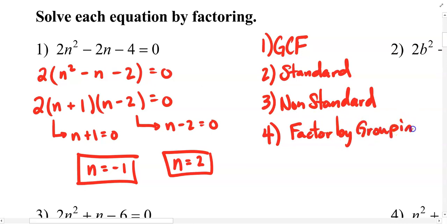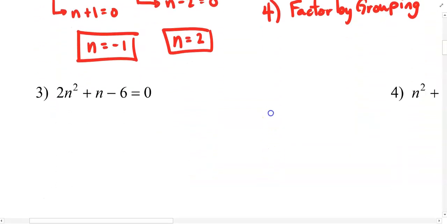If the equation doesn't fall into any of these 4 categories, well then we're just going to have to take a timeout from it, because at this point in Algebra 2 we haven't learned any other factoring methods to help us just yet.